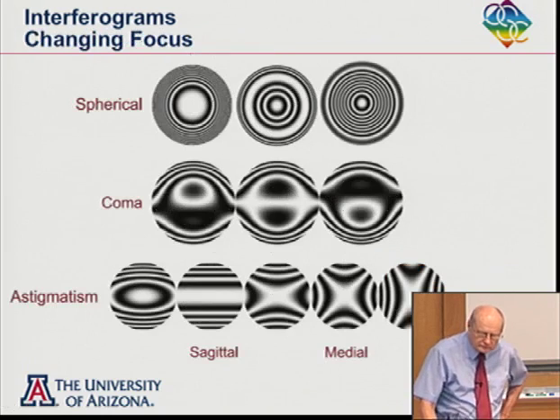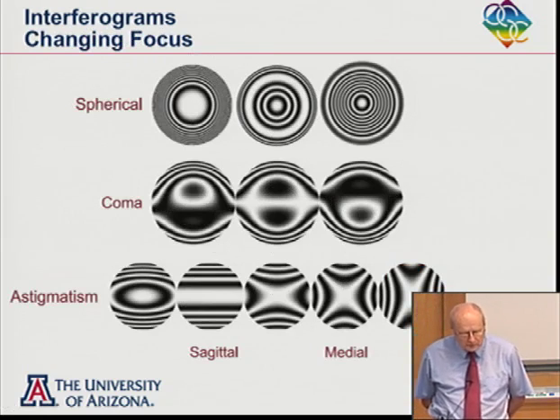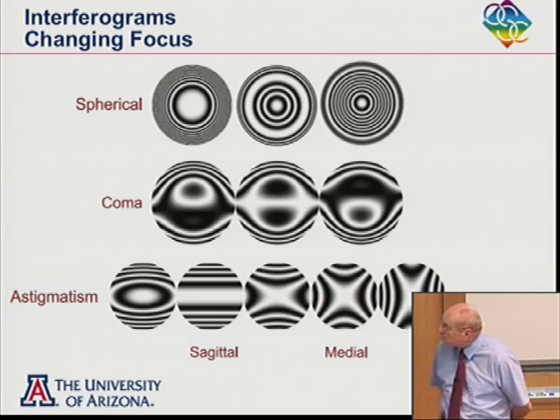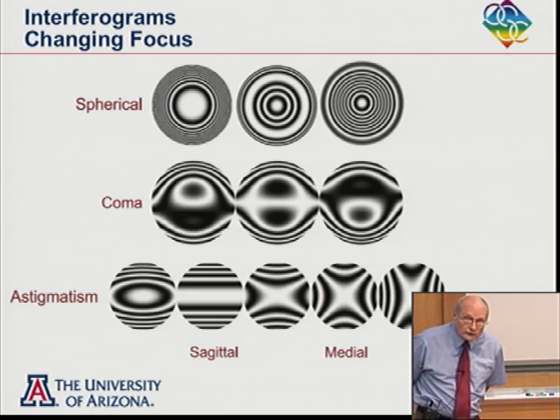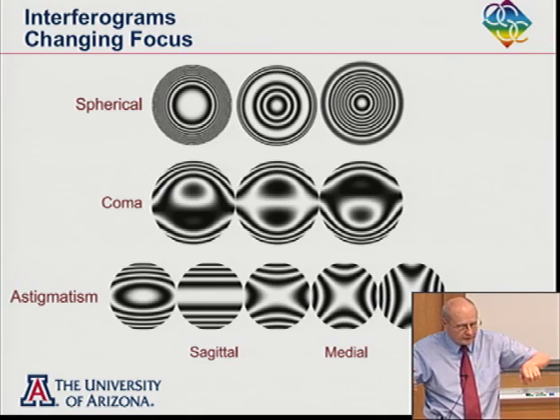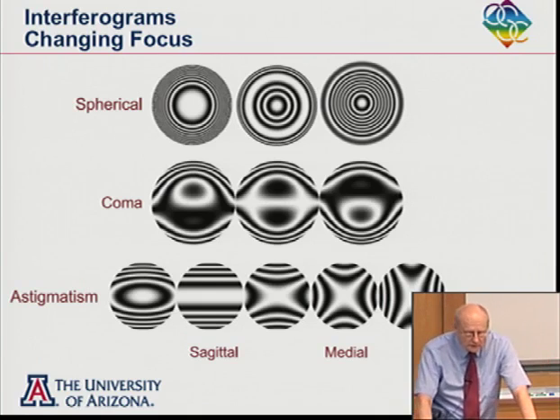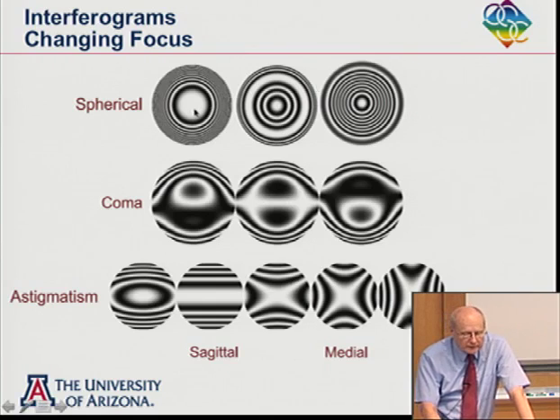Now let's look at one here with spherical, coma, and astigmatism on the same plot. What we're doing now is changing the focus. If I'm testing a mirror, I'm just changing the distance between the diverger lens and the mirror that I'm testing. The top one is spherical. I guess the first one here is where we're at paraxial focus.